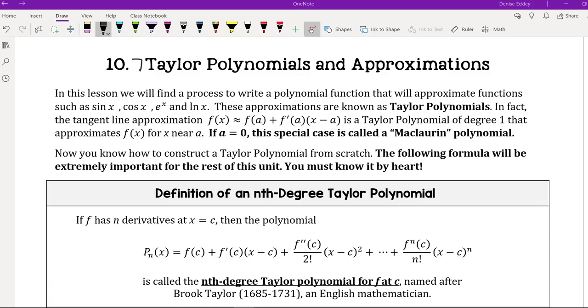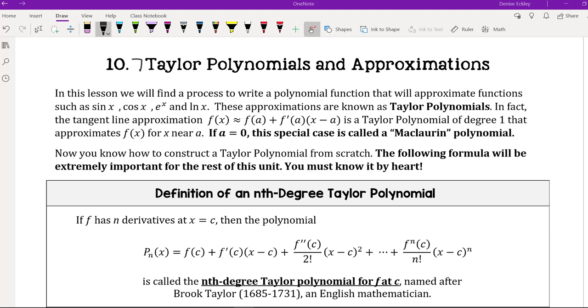This is part 1 of lesson 10.7, Taylor Polynomials and Approximations. In this lesson, we are going to talk about what a Taylor polynomial is and a special case, which is called a Maclaurin polynomial. And we're going to introduce the idea of approximation and error bounds, and we'll pick up on that later.